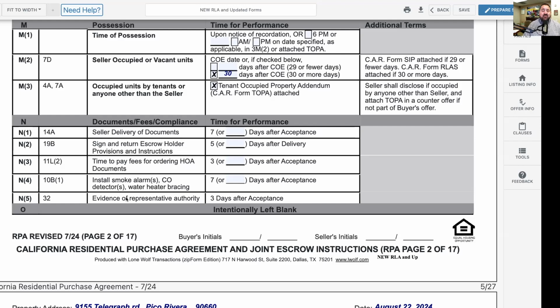So if you don't provide this, again, it's another way for a seller to say, well, you didn't get it for me, so I've sent you a notice to perform. They want to get out of the sale. They send you a notice to perform. You didn't provide it. They get to cancel, and you have no fight.